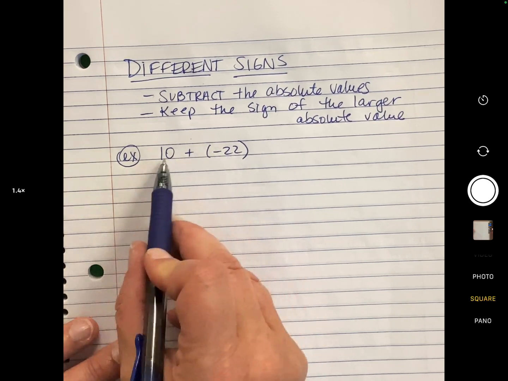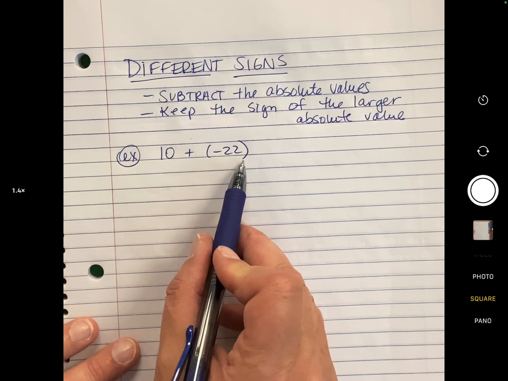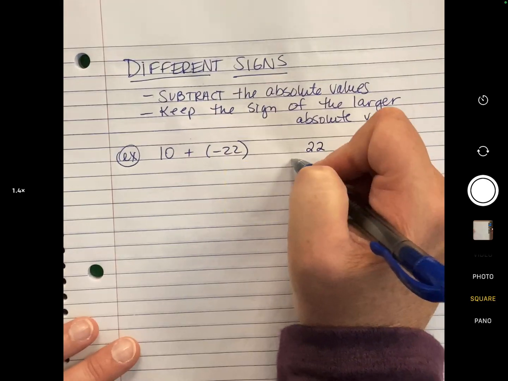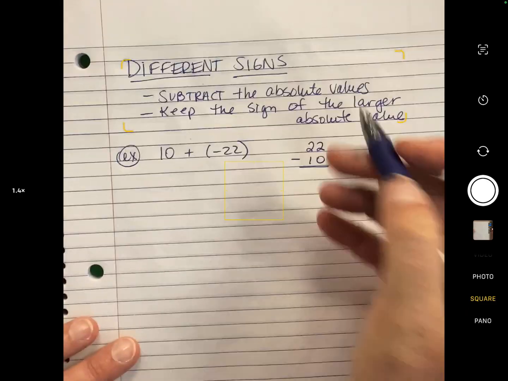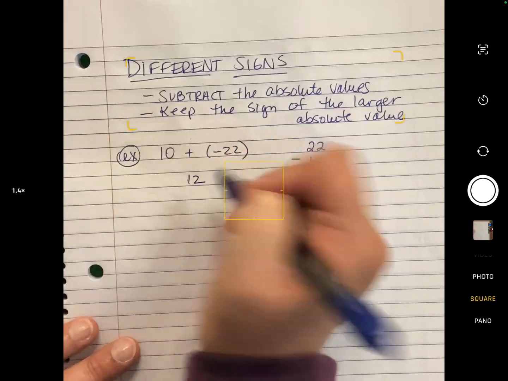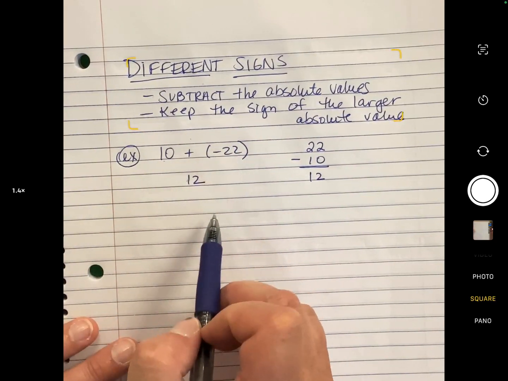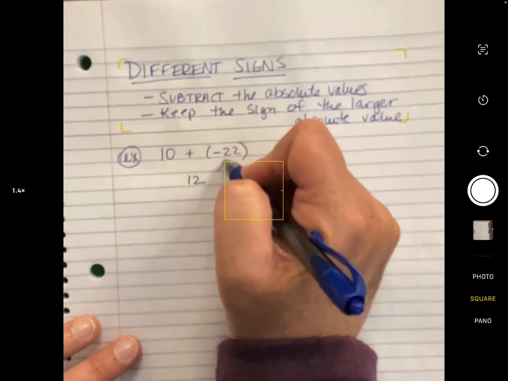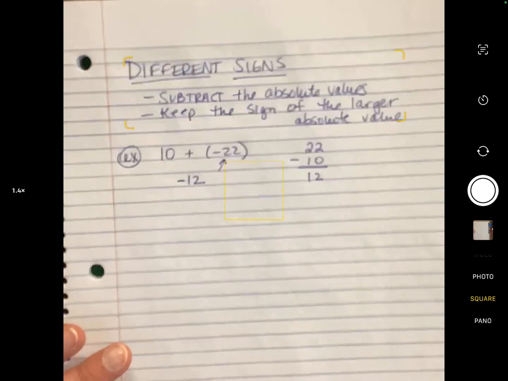They are different signs, so I'm going to take the two numbers and subtract them. I'm going to put the bigger number on top and subtract without their signs, and I get 12. Then I'm going to look at the two signs, and I kind of think of it as which one wins. Do you have more positives or more negatives? We have more negatives, so this is a negative 12.